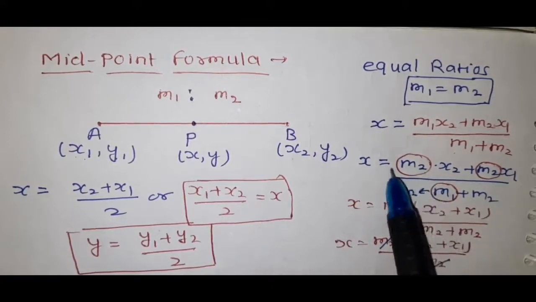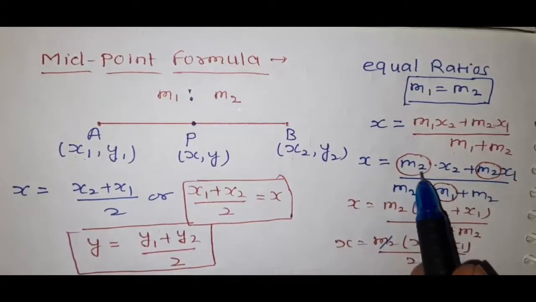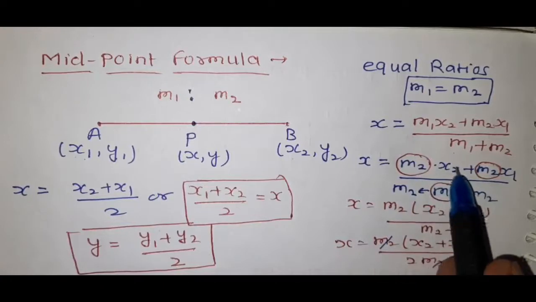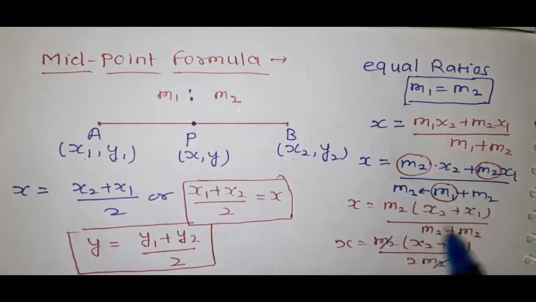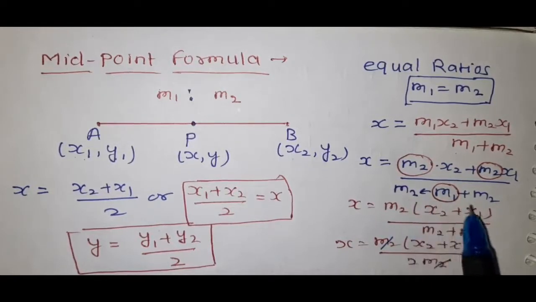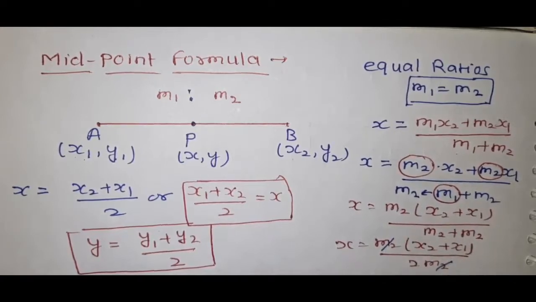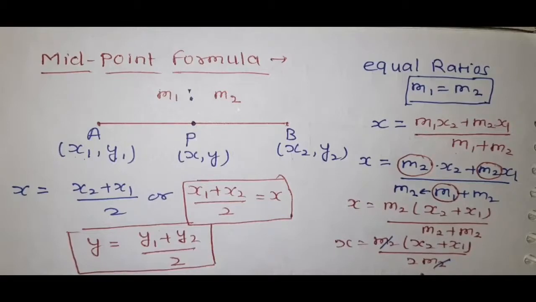What is common in the numerator? If we take m2 common, what is remaining with us? m2 is common from here and here, so the remaining terms will be x2 plus x1. I think you got it. And the denominator will be m2 plus m2. So m2 plus m2 will be 2m2, right? Because both are like terms, so we can easily add them.